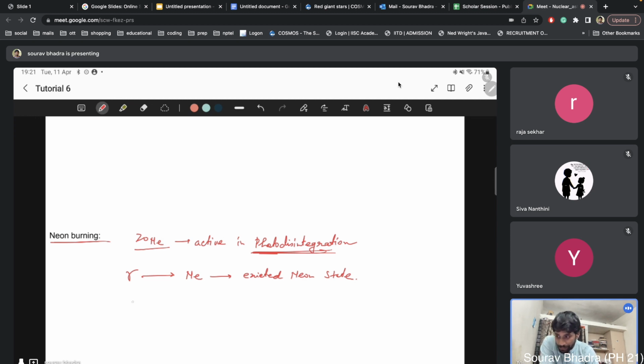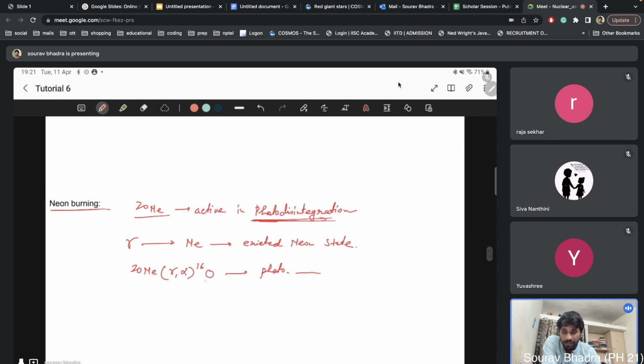So some examples are 20Ne, it will absorb a gamma ray and it will create 16O and an alpha particle. So this is the photo disintegration, which is giving rise to 16O. That means 20Ne has been disintegrated to 16 oxygen by a gamma ray photon. That is why it is called photo disintegration. That means disintegration due to photons.